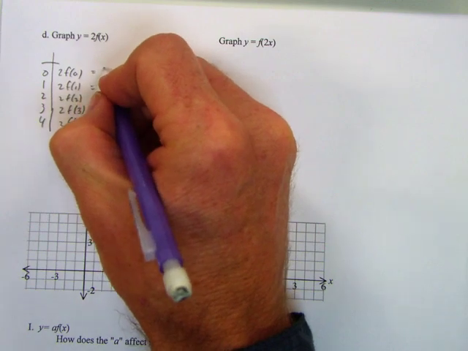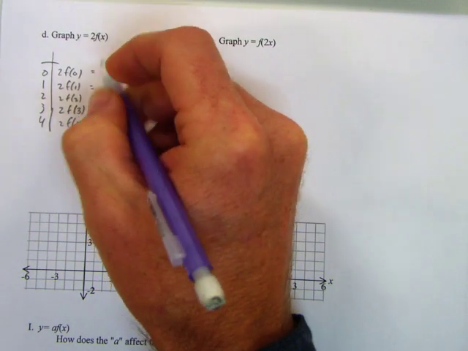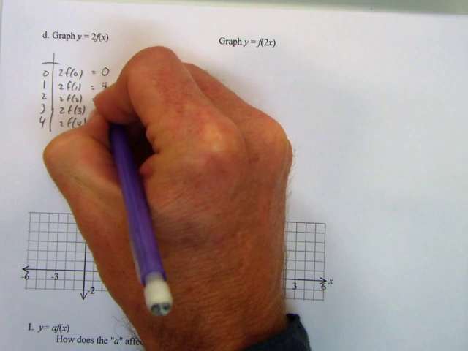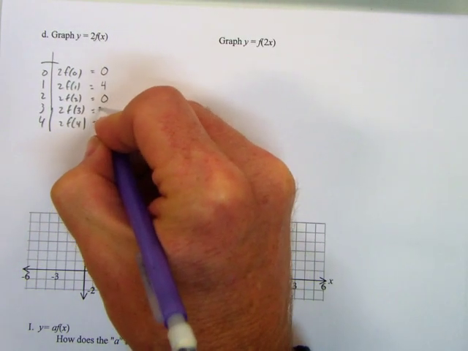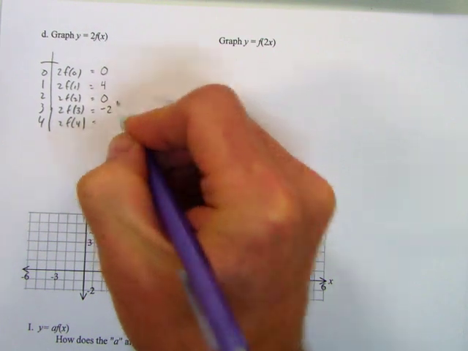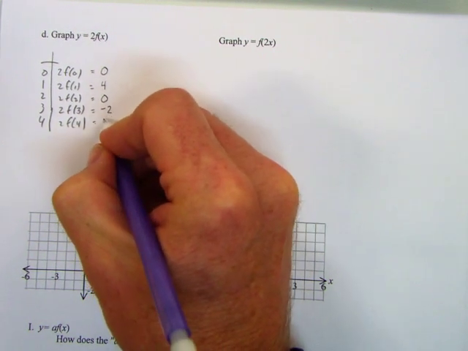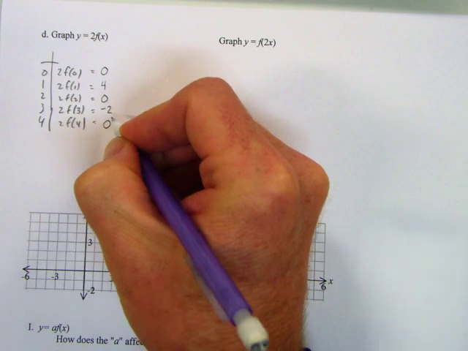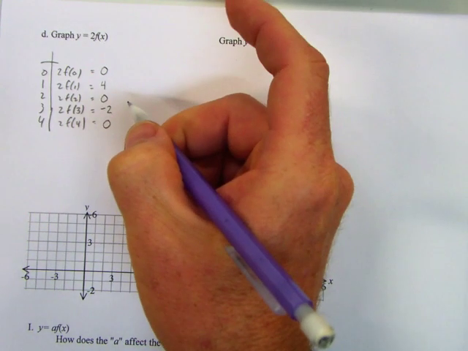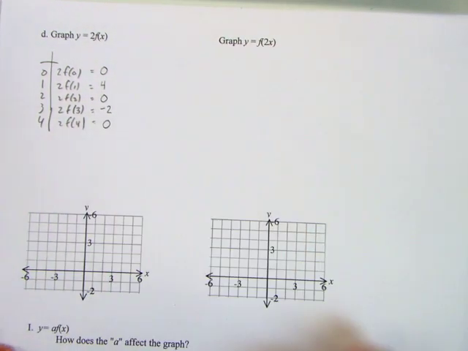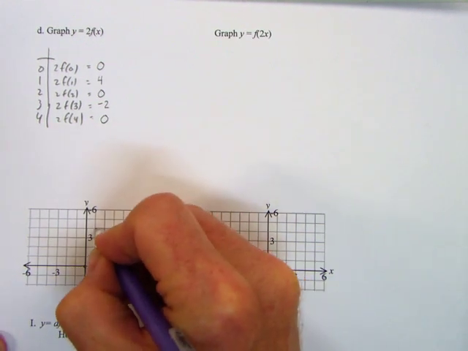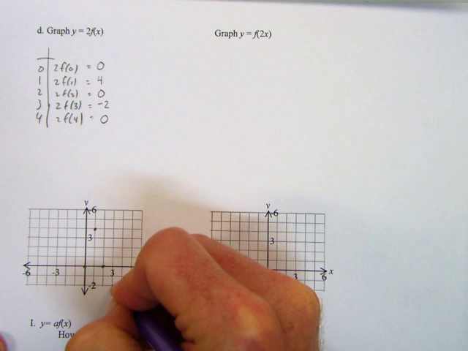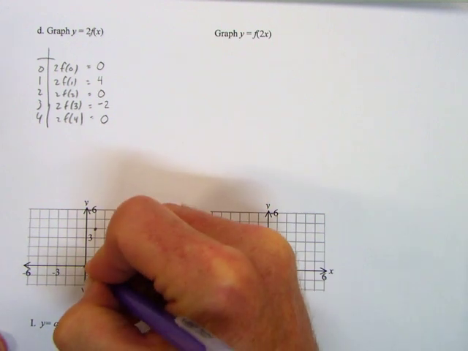F of 0 is 0, so 2 times 0 is 0. F of 1 is 2, 2 times 2 is 4. F of 2 is 0, so that gives us 0 again. F of 3 is -1, so that's -2. And f of 4 is 0, so this would be 0. Again, remember I'm referring back to our original graph above. So now let's plot these points. We have 0, 4, 0, -2, 0.